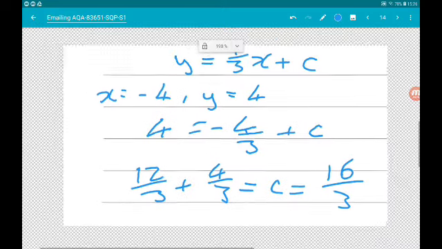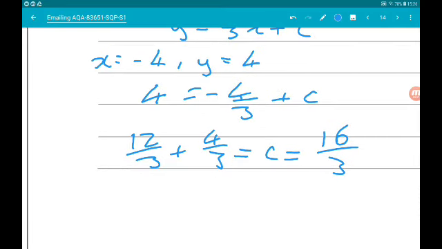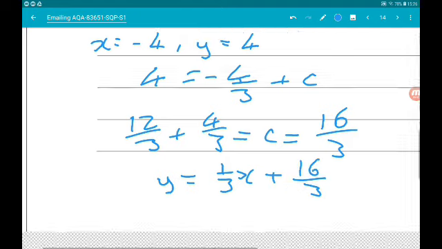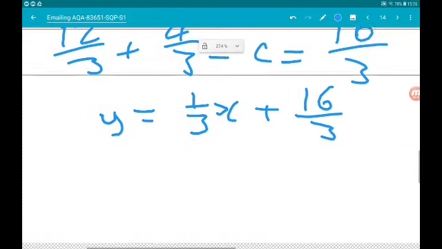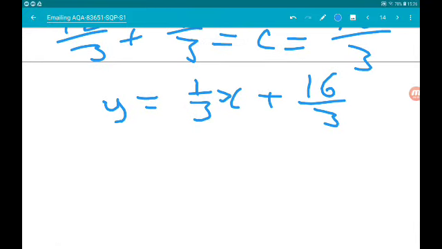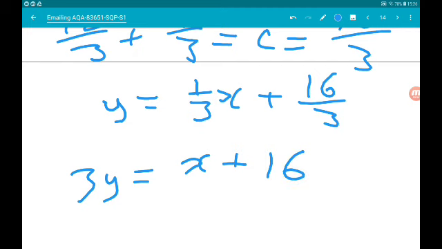So our equation is y equals 1/3 x add 16/3. That's not how they wanted it though. So if we now multiply both sides through by 3, we get 3y is 1x add 16. Cool.